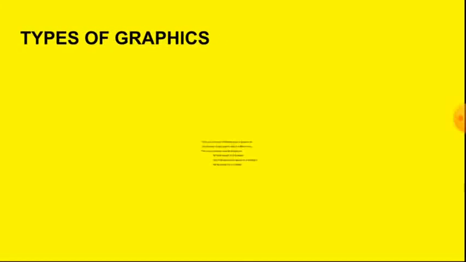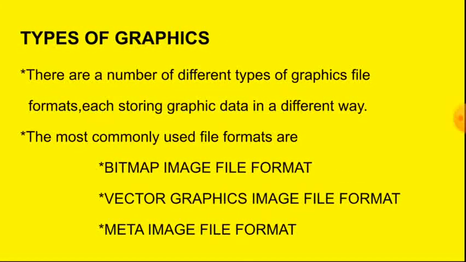Types of graphics. There are a number of different types of graphics file formats, each storing graphic data in a different way. The most commonly used file formats are bitmap image file format, vector graphics image file format, and meta image file format.